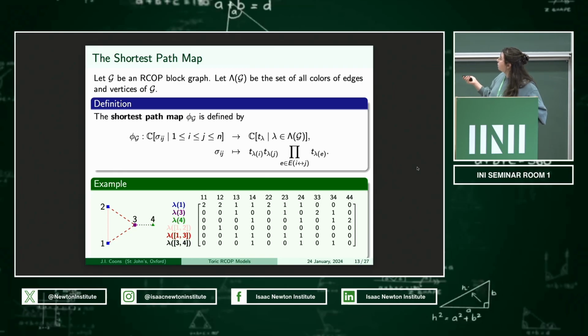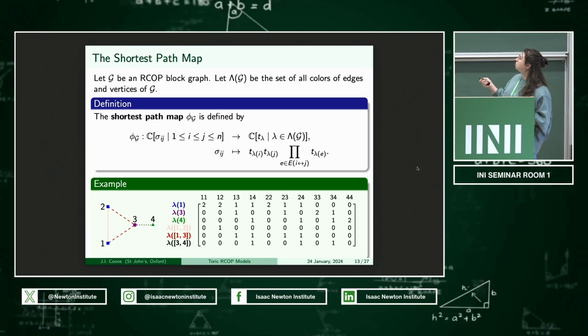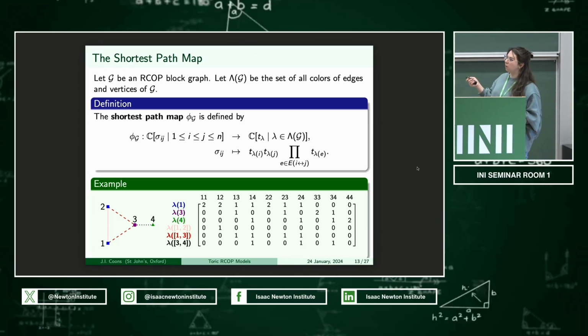So this lets us define a monomial map that we call the shortest path map. So I've got an RCOP block graph. In fact, this map could be defined for any colored block graph, but it just won't be very useful unless it's RCOP. Or maybe it will be, I don't know, but not in a way that's visible to me. I'll let capital lambda of G be just the set of all of the colors that I use.